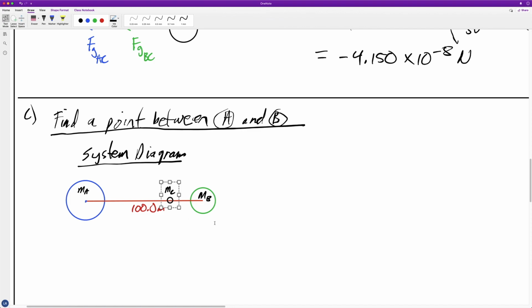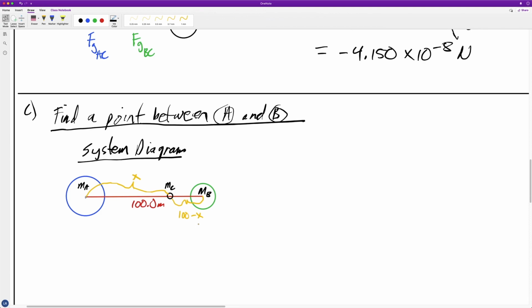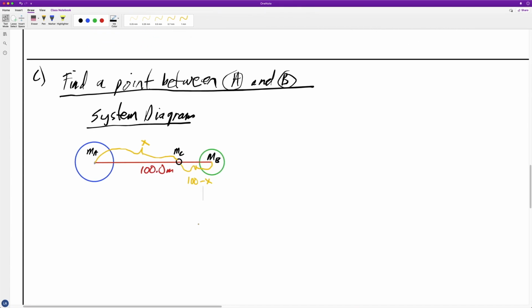Well, we know that this position here is somewhere within this 100 meter limit. So for the sake of argument, let's say that the distance from position A to C, let's call that distance x. And from C to B, that's going to be 100 minus x. Now notice, these are just distances. All right, so next step, we're going to set up our free body diagram.